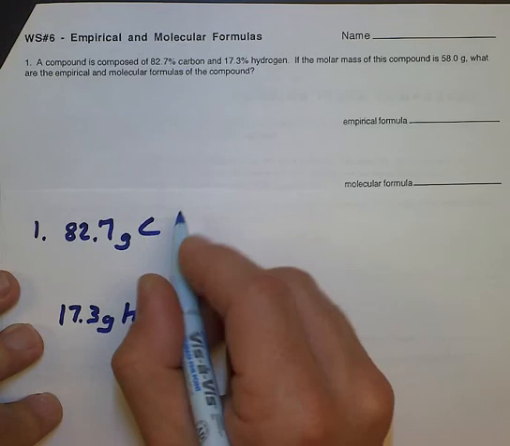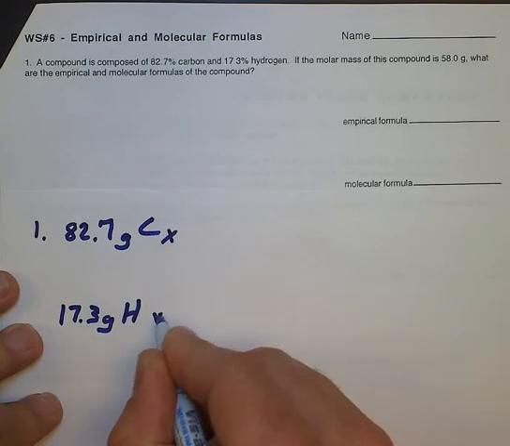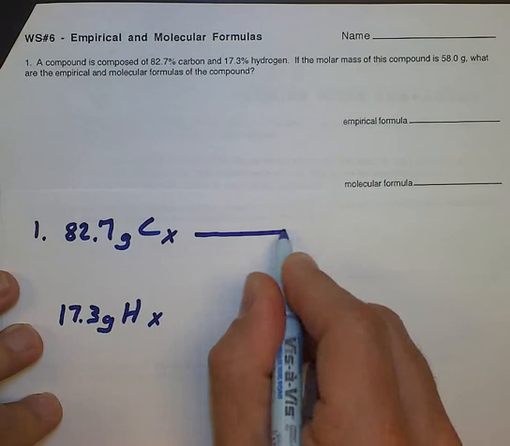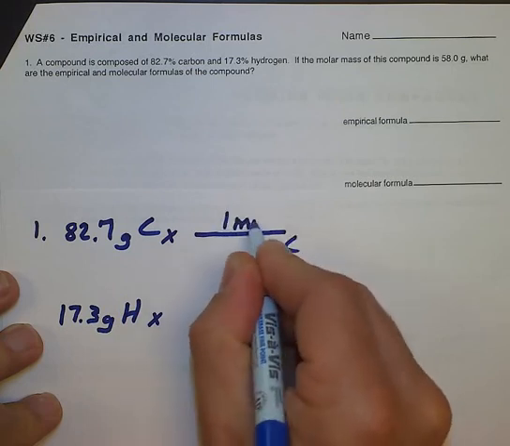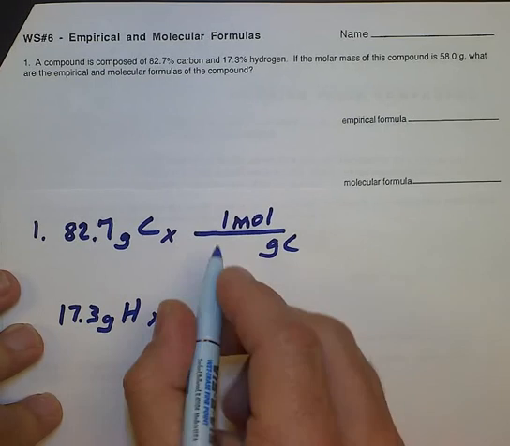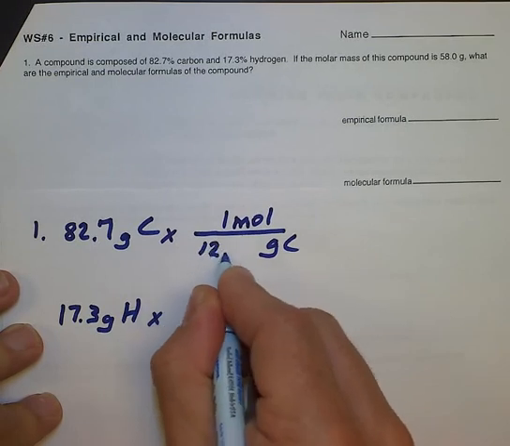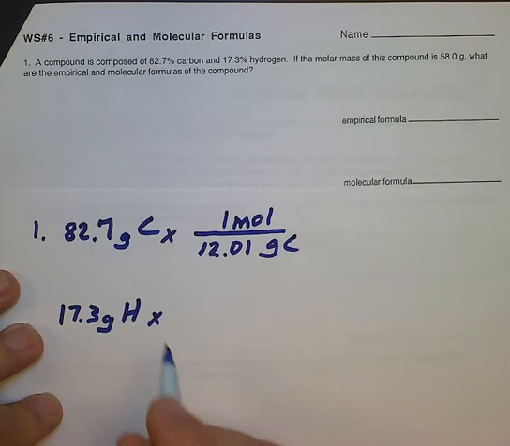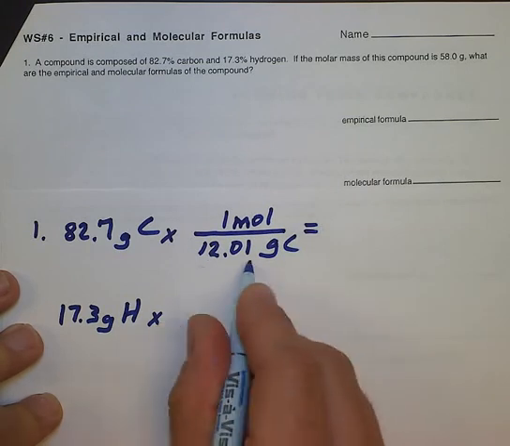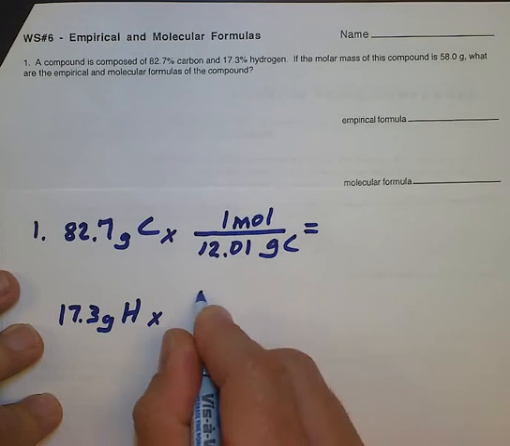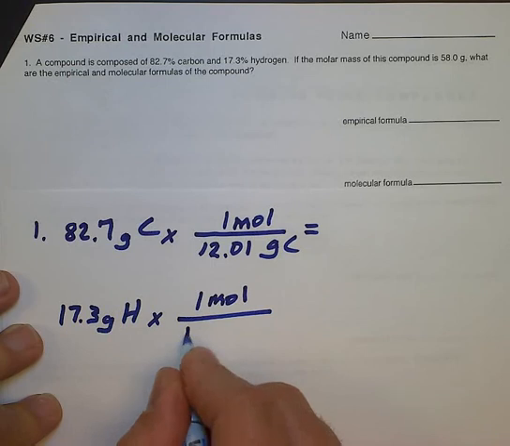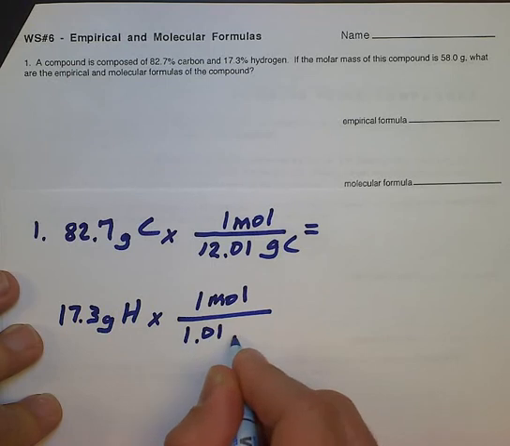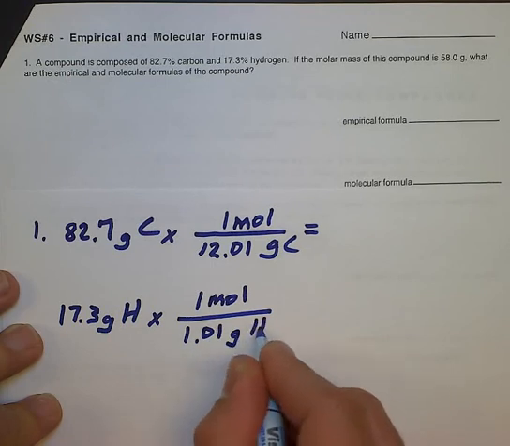Second step now, we want to figure out the number of moles. And that's something that you've done many times. So we want to figure out the number of moles of carbon. To do that, we just do a simple conversion of grams to moles. There's 12.01 grams of carbon in a mole. Just get that number off the periodic table. And for hydrogen, we have 1.01 grams of hydrogen per mole.